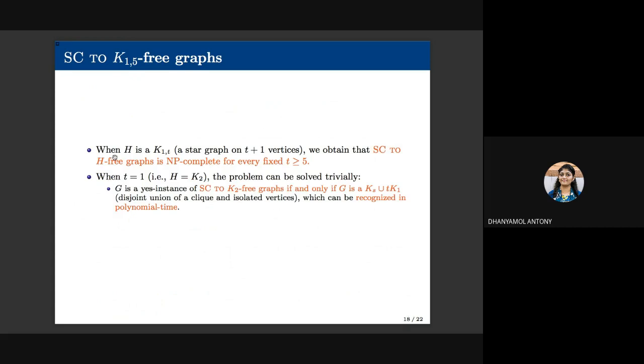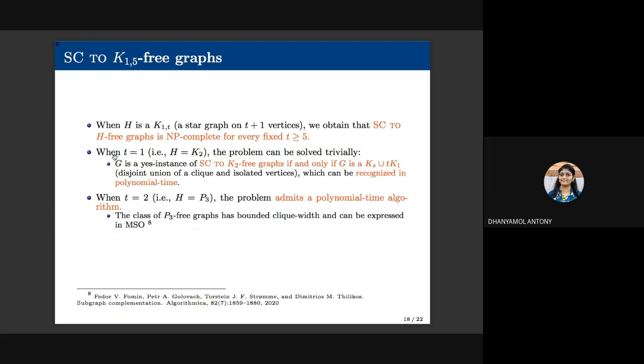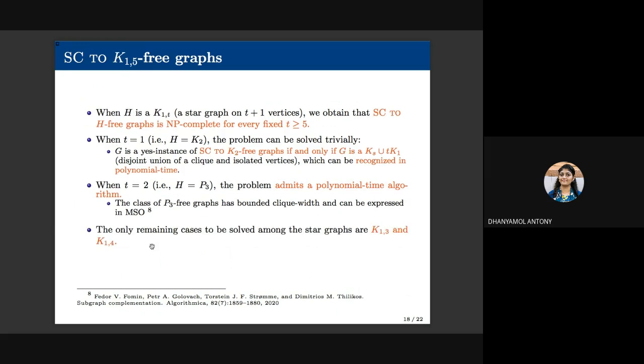When t equals 1, that means H equals K2, the problem can be solved trivially because G is a yes instance of SC2 K2-free graphs if and only if G is a disjoint union of a clique and isolated vertices. Here, the clique portion forms the solution set, and this class of graphs can be recognized in polynomial time. When t equals 2, that means H equals P3, the problem admits a polynomial time algorithm because of the result of Fomin et al. Thus, the only remaining cases to be solved among the star graphs are K1,3 and K1,4.